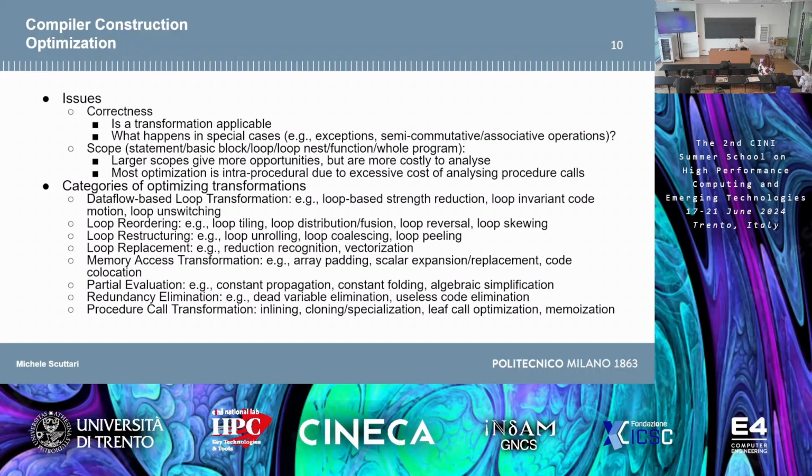The larger the scope, the higher the opportunity for optimizing. The smaller the scope, the faster the process is, but the smaller the gains. The real scenario is that we almost never perform interprocedural optimization, so optimization between code of different procedures, because it's very costly to perform the analysis. But we will see that there are some transformations that allow us to cheat and do some interprocedural optimization.